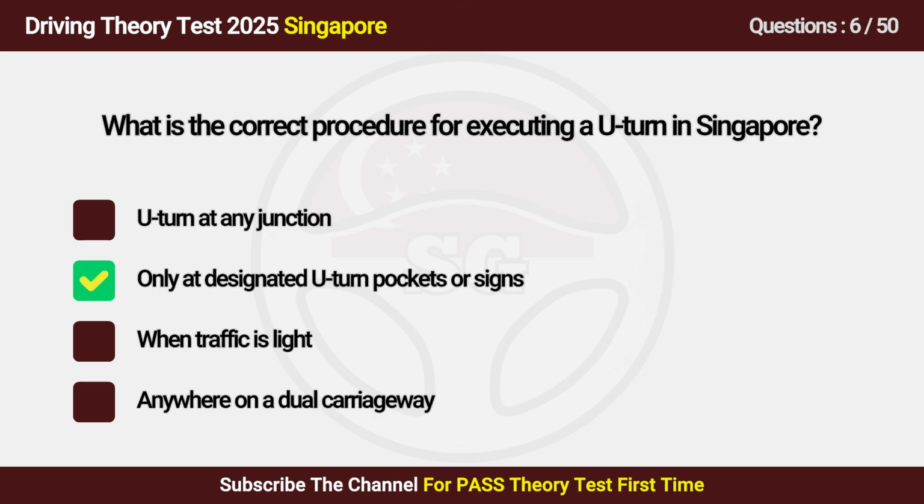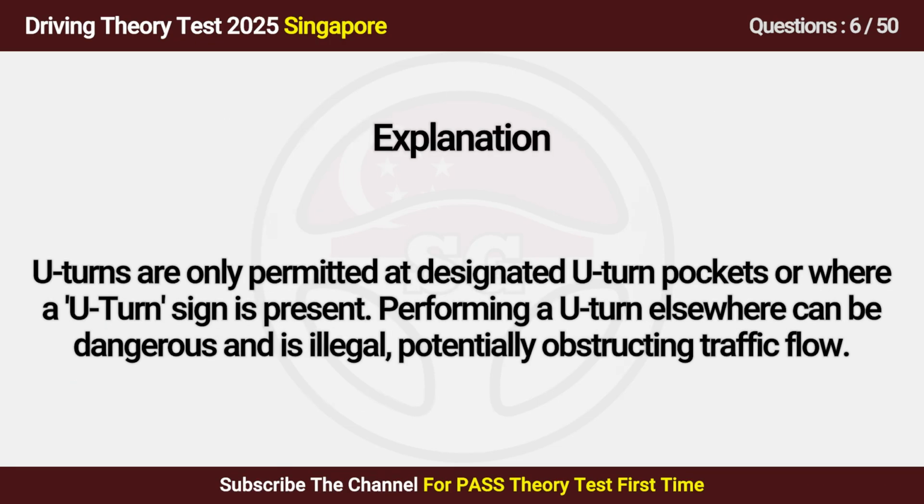Answer is B. Only at U-turn pockets or signs. U-turns are only permitted at U-turn pockets or where a sign is present. Performing a U-turn elsewhere can be dangerous and is illegal, potentially obstructing traffic flow.